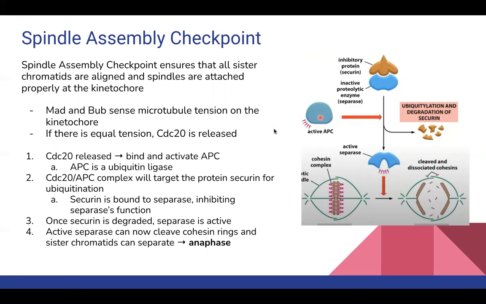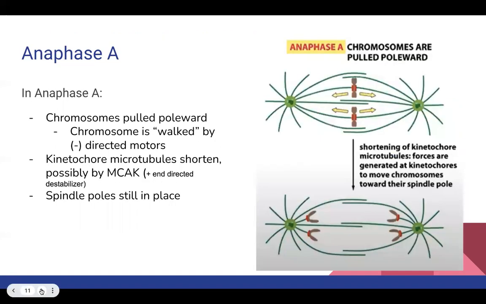So when securin is removed from separase, separase becomes active. And the function of separase is pretty much to chop off all of these rings. It'll cleave them and the sister chromatids will be able to separate. So you can see here, all of these pink rings, separase comes in, and now you're able to have those chromatids separate, go into anaphase, with all of the cleaved cohesin rings in the middle. So that leads you to anaphase.